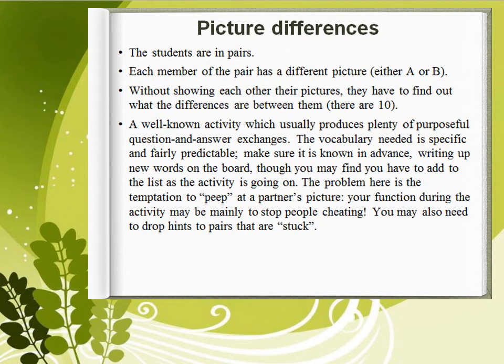And here is a picture of differences. It means the students are in pairs. Each member of the pair has a different picture, and without showing each other their picture, they have to find out what the differences are between them. And something like you can see on the screen here.